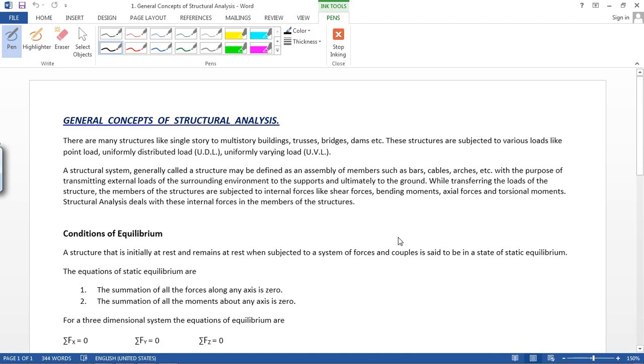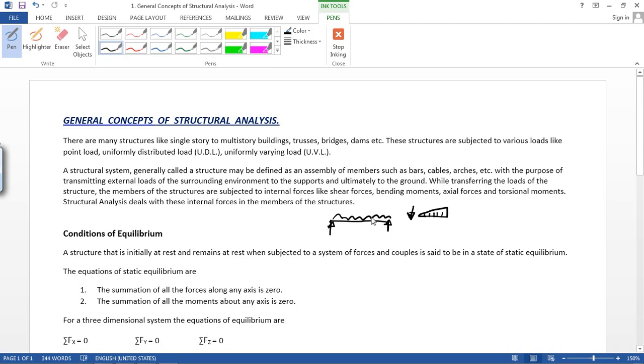Now let's draw a beam. It is a beam, simply supported. Give some load on the beam. It is UDL. That sign is point load, and it is a UVL.